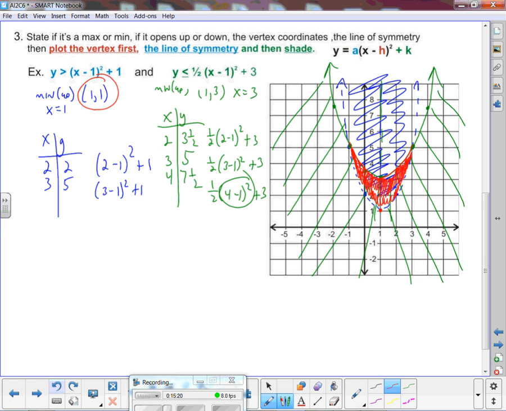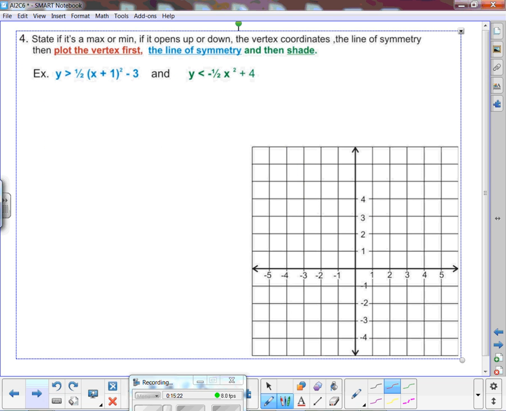Let's do one more example here. All right, got a couple more parabolas. And so same scenario, we're going to graph these the same way. So we take a look and we say, hey, this is a min. All right, opens up. Vertex coordinates, remember, it's x minus h, quantity squared. Therefore, that's a -1. And then the k is a -3. Line of symmetry, x equals -1, right?